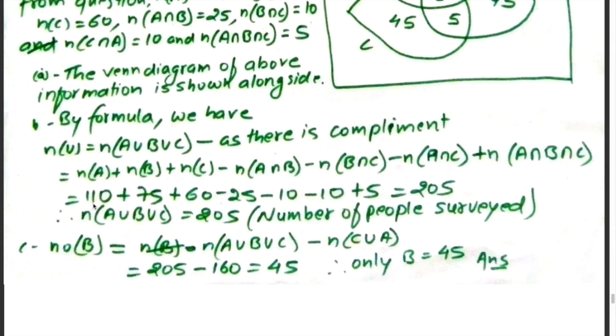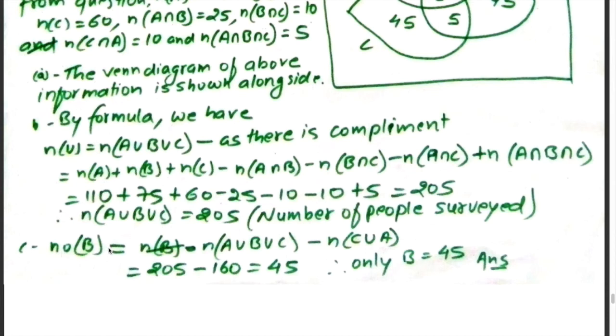Here, from the Venn diagram, or also given in the question, 110 plus 75 plus 60 minus 25 minus 10 minus 10 plus 5 equals 205. Here n(A) is 110, B is 75, and C is 60, A intersection B is 25, B intersection C is 10, and A intersection C is 10, and the intersection of all three, A intersection B intersection C, is 5. So addition and subtraction of all these numbers comes to 205. So n(A union B union C) equals 205, which means the total number of people surveyed is 205.